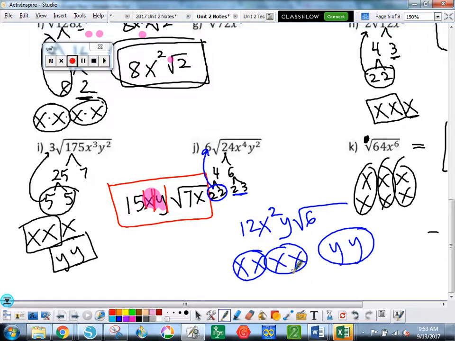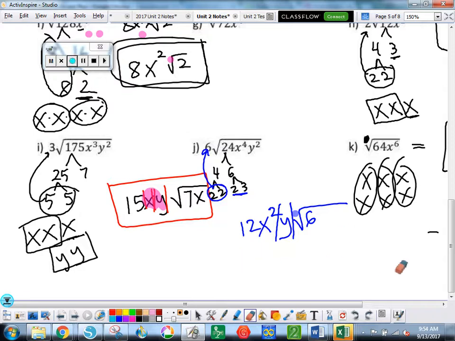Now we have to decide if there's absolute values. And I know that we're checking because that index is even, right? So, will x squared ever be negative? No, so that one doesn't need it. What about the y? Yes, so the absolute values come all around the y. And that is your final answer.